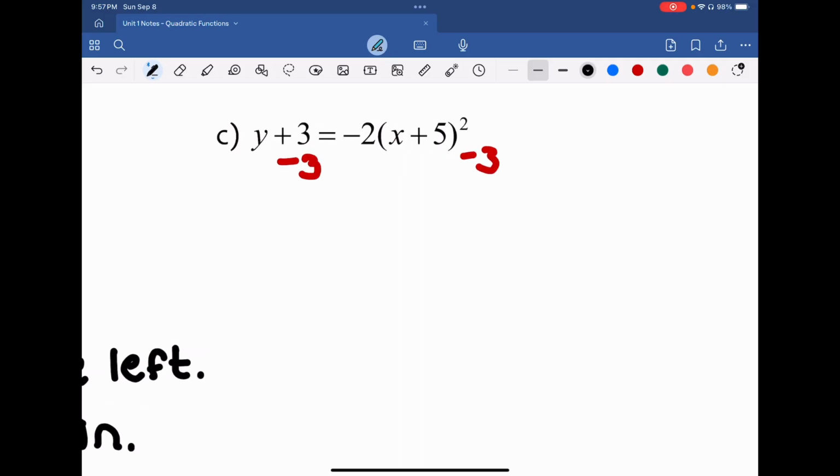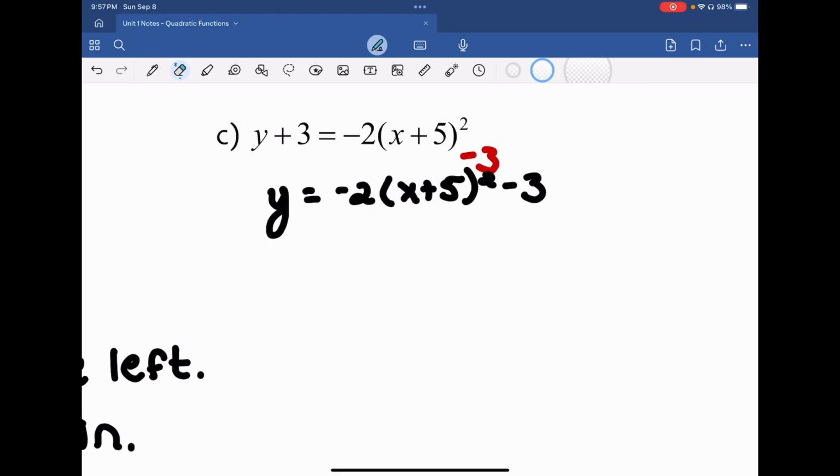So when we rewrite this by subtracting 3, it's going to be y is equal to negative 2 (x + 5) all squared, and then minus 3 over here. Okay, and then just to clean this up a little bit, I will make sure the minus 3 is directly below and not cutting that piece off there. There we go. So minus 3, minus 3.